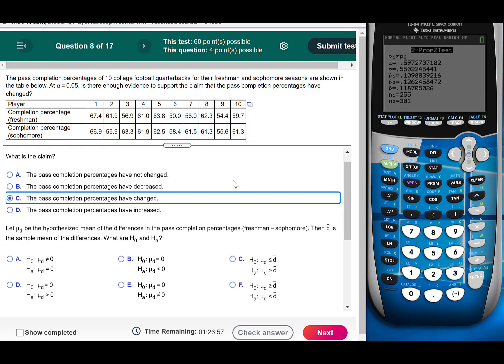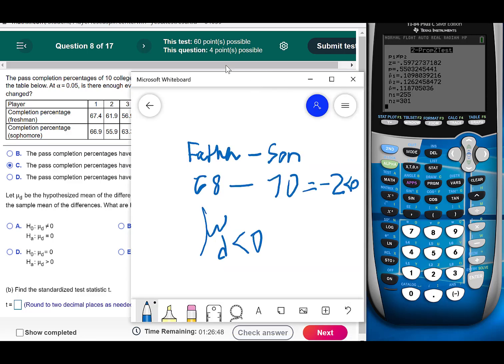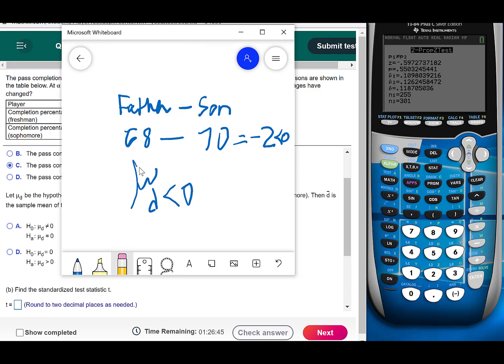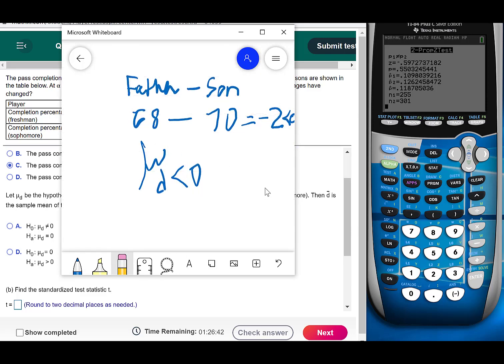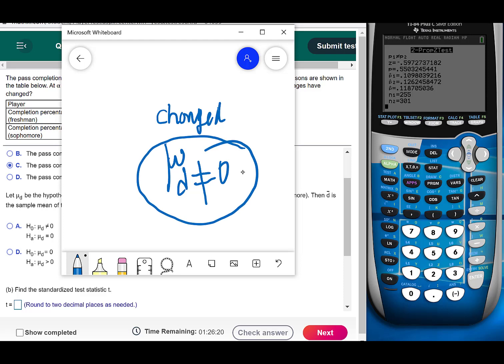This is the claim. And now here's how you select the null and the alternative hypothesis. So change, guys, means this. Remember that. You need the mean of the difference to be not equal to 0. That would be your claim, or not. But we still need to do the differences.